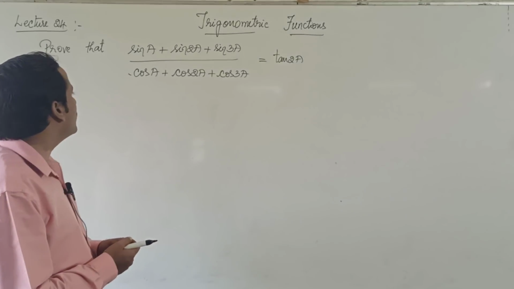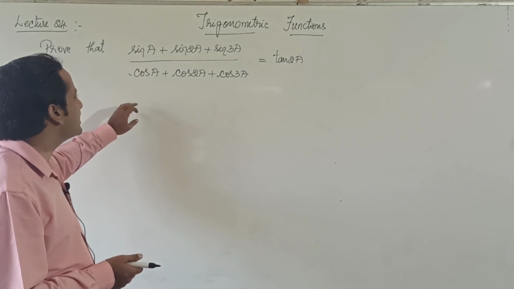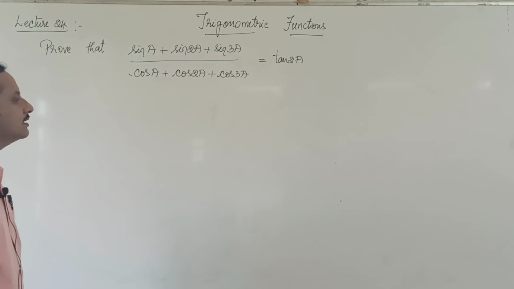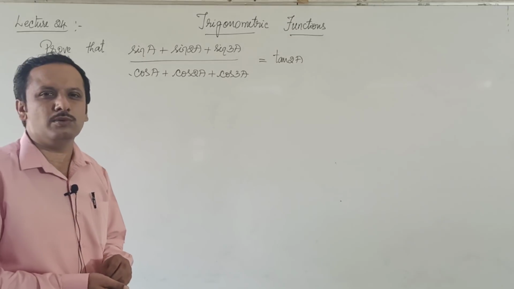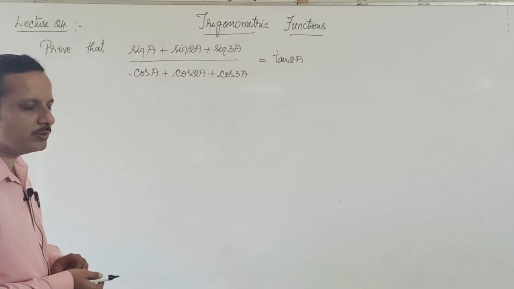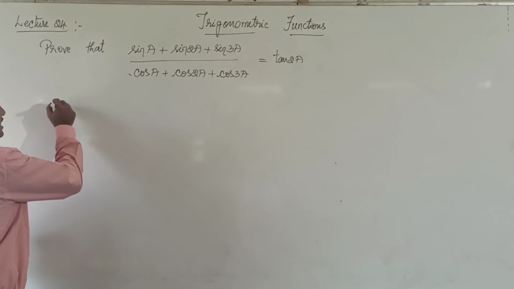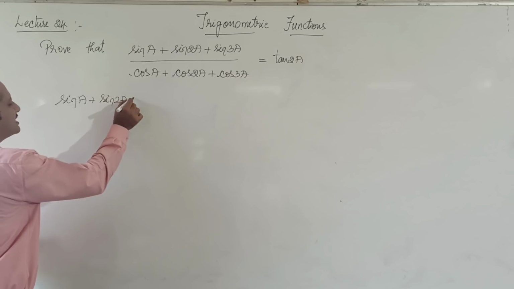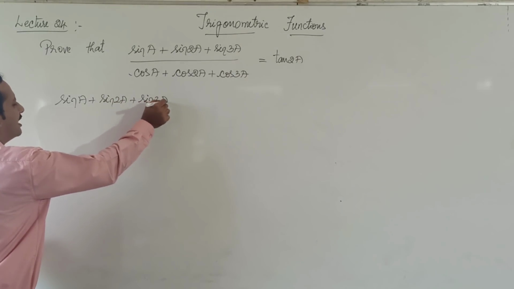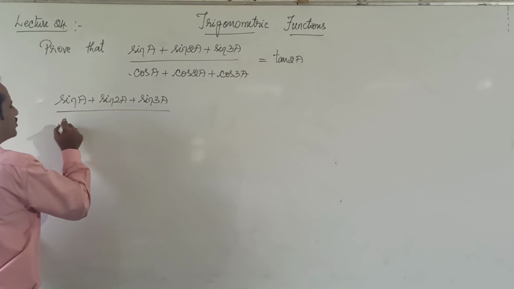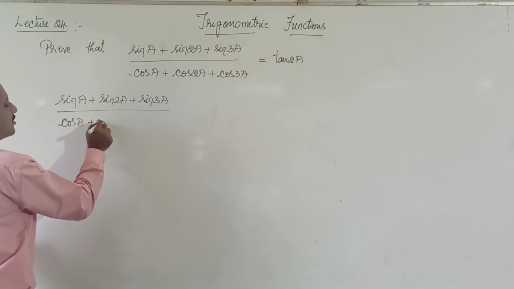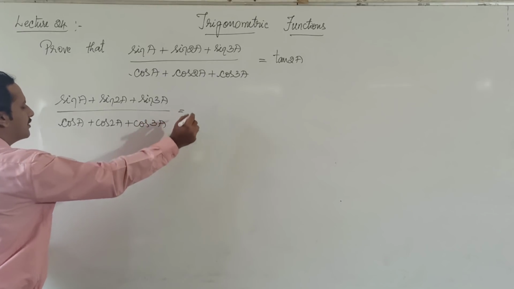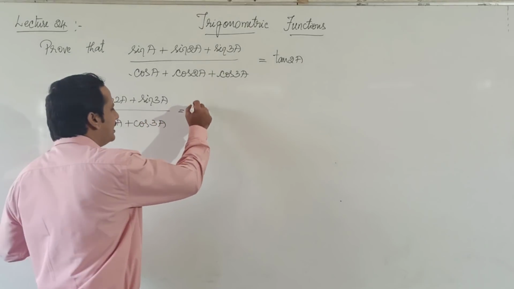Here the question is, prove that (sin A + sin 2A + sin 3A) divided by (cos A + cos 2A + cos 3A) is equal to tan 2A. That's what we have to prove now. Let me take this LHS. LHS is (sin A + sin 2A + sin 3A) divided by (cos A + cos 2A + cos 3A). That's equal to, here, I'll rewrite it in this way.